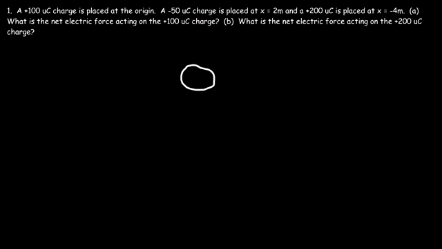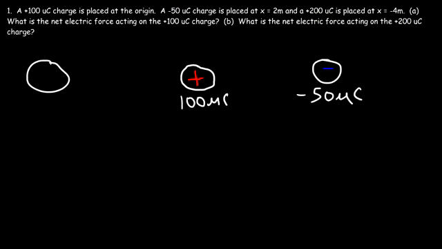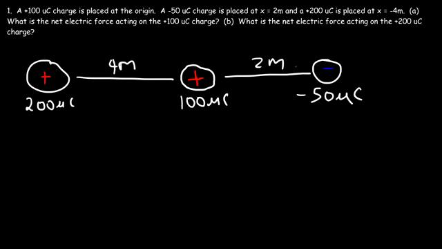So we have a positive charge placed at the origin, and that's the 100 microcoulomb charge. And then at a position of 2 meters relative to the origin, we have a negative charge with a magnitude of negative 50 microcoulombs. And then on the left side at negative 4 meters, we have a positive charge with a magnitude of 200 microcoulombs. So the distance between these two charges is 4 meters, and between the two charges on the right, it's 2 meters. Let's call this Q1, Q2, and Q3.